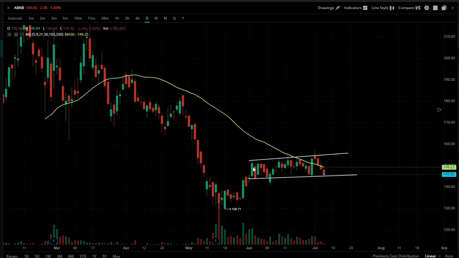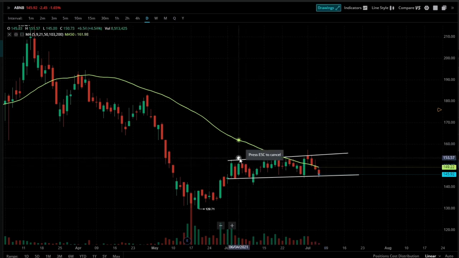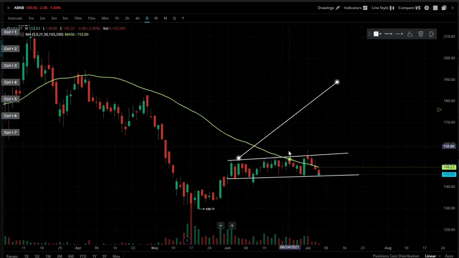All right, so right here, again, support, support, support, support, and now we have the resistance. Now we have a channel. All right, this is called a channel. This channel is technically going just sideways. It's not an upwards trend because an upwards trend would be something like this.